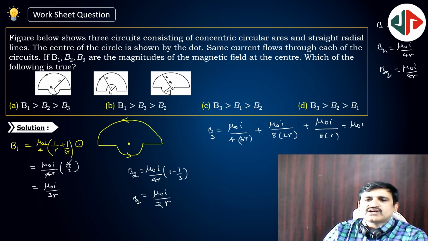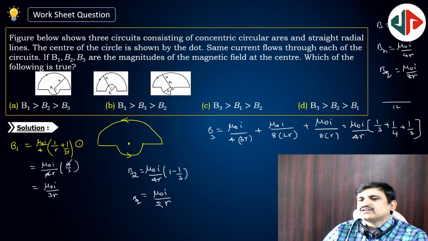So mu naught I comes out, and in the denominator, 4R I can take common, so it will be 1 by 3 plus 1 by 4 plus 1 by 2. Yeah, so 12 is the LCM. On the top it will be 4 plus 3 plus 6, then 13. So it is 13 by 48 mu naught I by R.